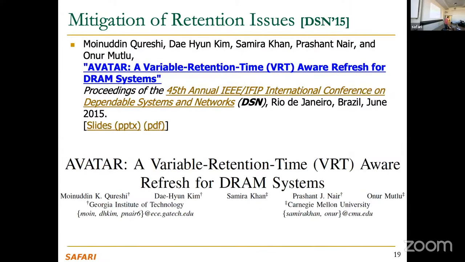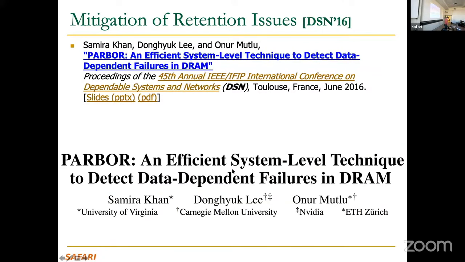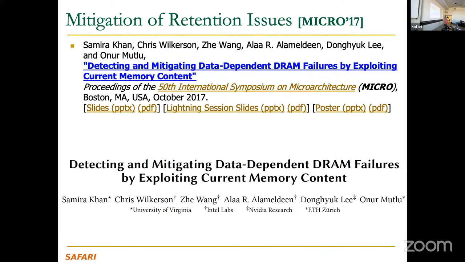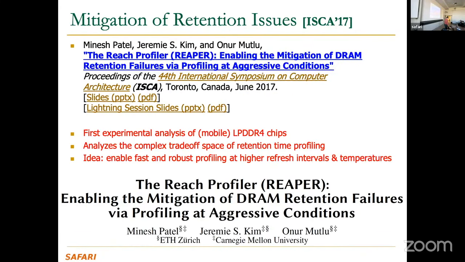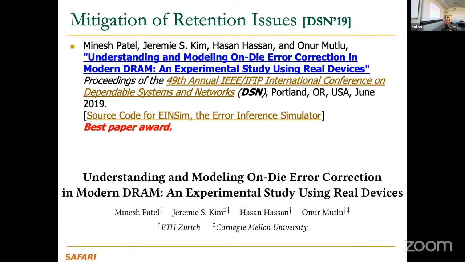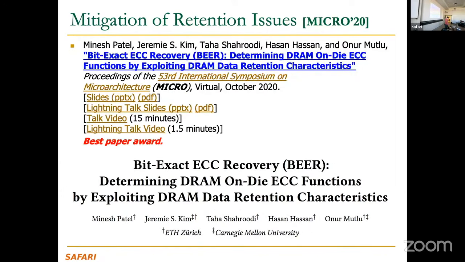And I'm not going to go over these. So this, for example, deals with the variable retention time problem. This deals with the data dependency problem. And there are a bunch of papers that deal with a lot of different interesting things and propose a lot of interesting ideas. And you can see more recent ones that actually have error correction capabilities. And they're also very, very interesting to understand. Because if you really want to get rid of refreshes, you really need to understand how the error correction that happens inside the chip behaves.